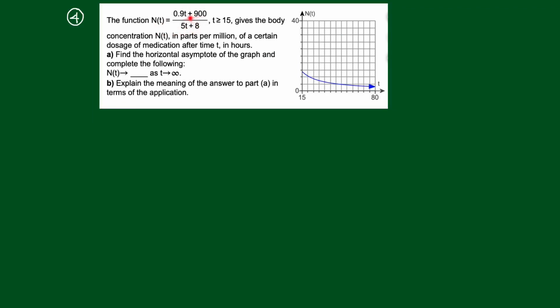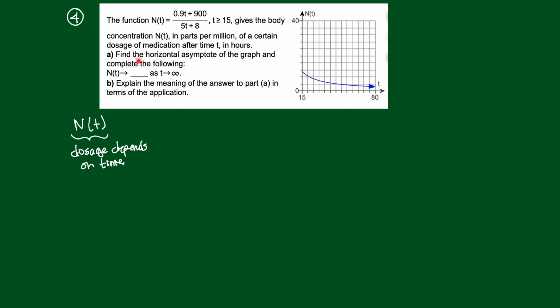So this rational function, now it's given that t has to be greater than or equal to 15. All right, so this rational function where t is greater than 15 gives the body concentration in parts per million of a certain dosage of medication after time t. So n is the dosage and t is the time. So the dosage depends on time. So I'm going to write that here: dosage, n of t, dosage depends on time. And that time is going to be in hours, all right? So dosage is in parts per million, time is in hours.